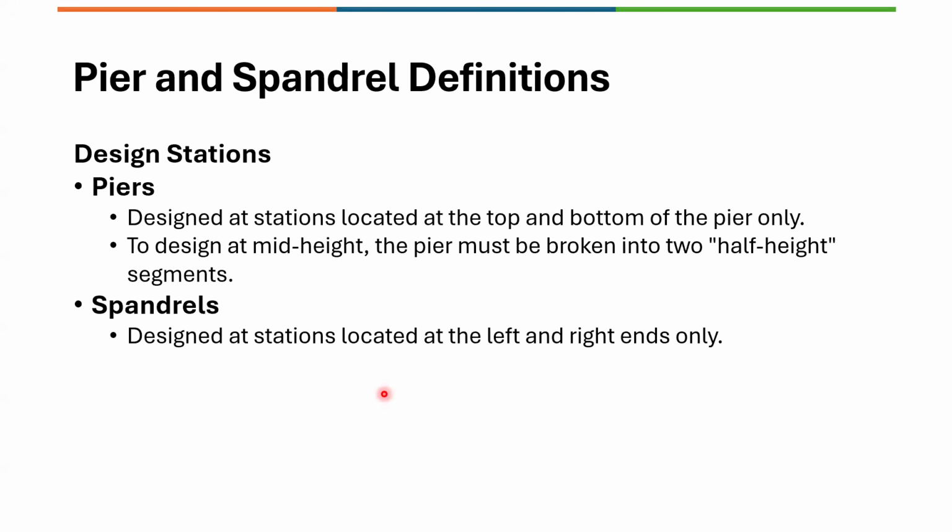So Pier and Spandrel labels we have seen, and the definitions we have seen. But the important thing here is these design stations available. So piers will have two, the bottom and the top of the wall will be designed, right? So in case you want a design output at the midsection, then you'll have to break the wall at the mid height and then label them separately, right? So that is how you'll go about it.